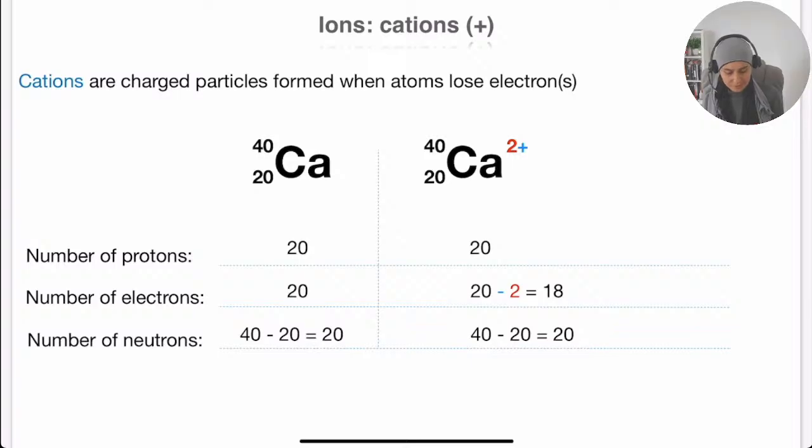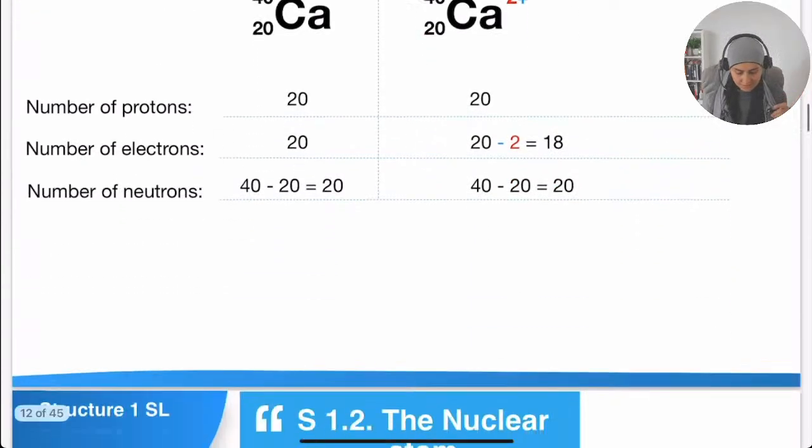So if we compare these two, this one normally has 20 protons, 20 electrons, 20 neutrons. This one has 20 protons still, because the atomic number is the same. Then electrons are not 20 anymore because you see this charge. 2 plus means that it lost 2 electrons. So 20 minus 2, it has 18 electrons. And neutrons don't change, 40 minus 20. That's cations.